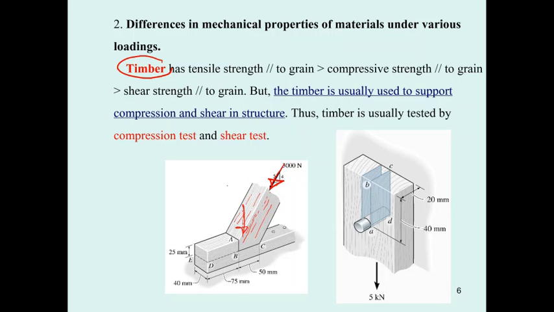This is going to be 3000 times 4 divided by 5 in the vertical direction, and another one is going to be in this horizontal direction. That is going to be 3000 times 3 over 5. Okay, this force will be resisted by what?